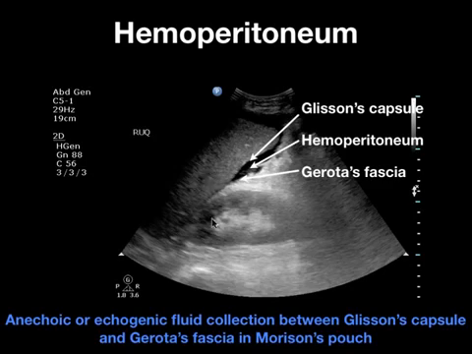You can see here's liver, here's kidney, here's perinephric fat. So this is true capsule of the kidney. This is Gerota's fascia. This is going to be Glisson's capsule surrounding the liver. And here you've got hemoperitoneum surrounding the liver here and interacting with bowel here. So this was a positive right upper quadrant window.